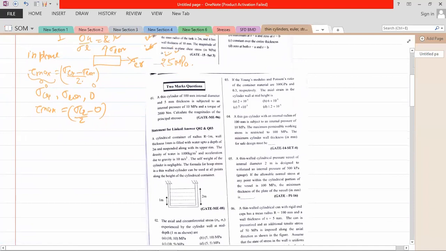A thin cylinder of 100 mm diameter and 5 mm thickness is subjected to an internal pressure P and a torque of 200 Newton meter. You need to find the magnitude of the principal stresses. So if we draw the question, I'm drawing it here: you have a thin cylinder subjected to internal pressure 10 megapascal, and here it is given torque, that is 2000 Newton meter. Now you need to find the magnitude of principal stresses.